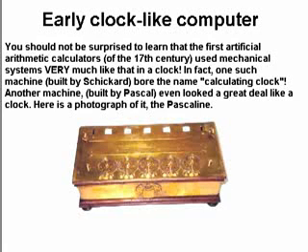Early clock-like computers. You should not be surprised to learn that the first artificial arithmetic calculators of the 17th century used mechanical systems very much like that in a clock. In fact, one such machine, built by Schickard, bore the name calculating clock. Another machine, built by Pascal, even looked a great deal like a clock. Here is a photograph of it, the Pascaline. You may object that while the Pascaline had dials just like a clock, they are not concentric. This is a trivial difference, and in fact, many older timekeeping clocks used non-concentric dials too.